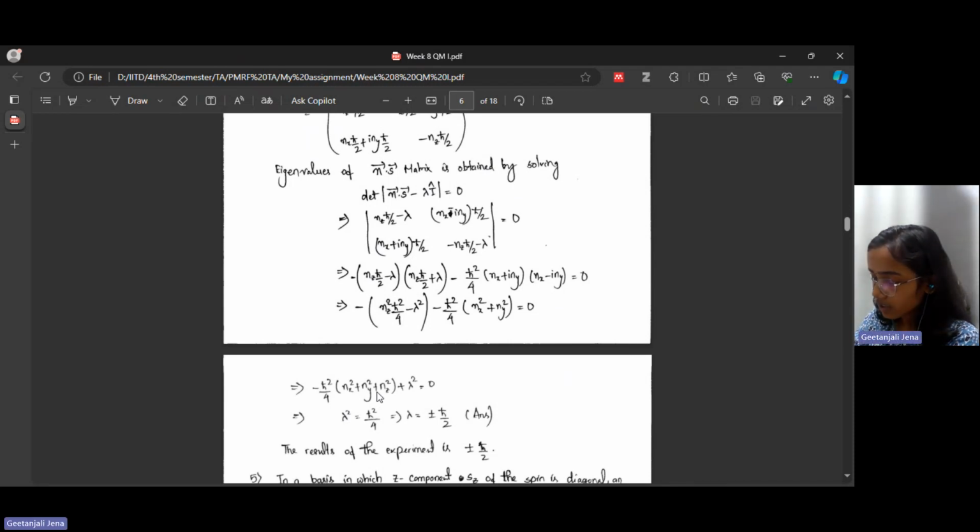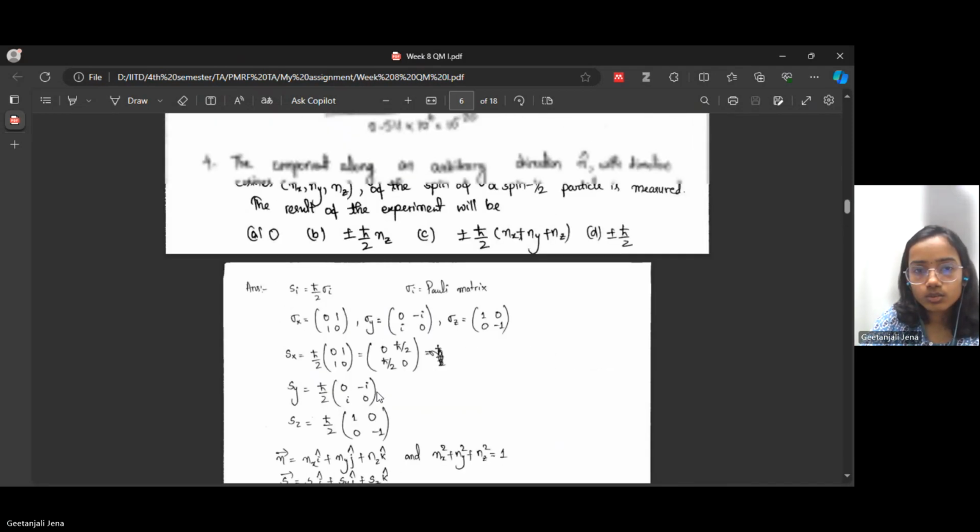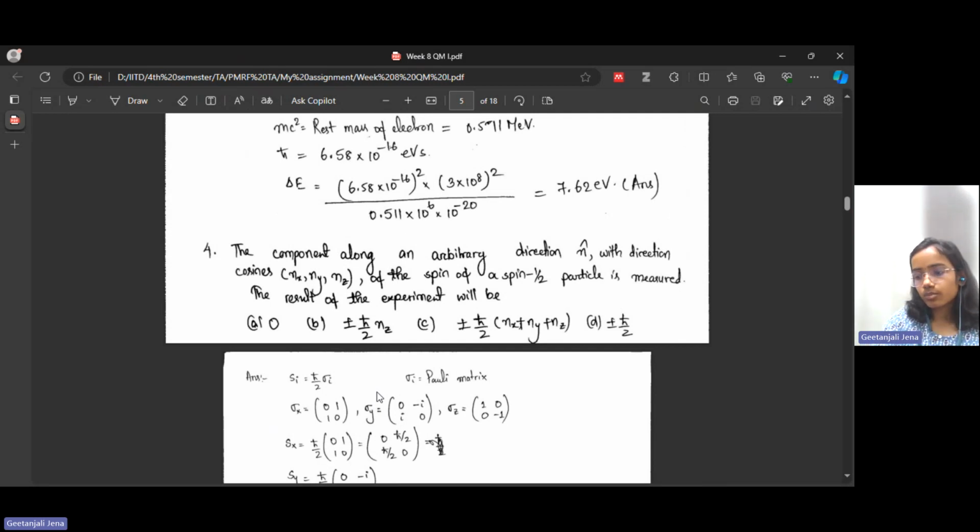So in any arbitrary direction, if you calculate the spin of this particle, you will get a value of either plus h cut by 2 or minus h cut by 2. So the answer will be option D. D will be the answer to this problem.